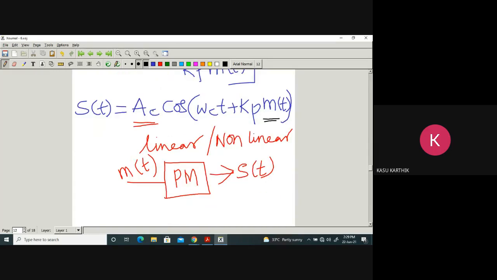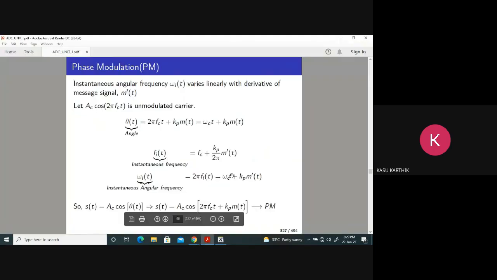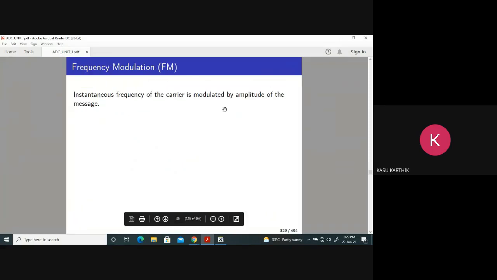Now this is the equation of PM, phase modulation. You just remember it like this. The instantaneous angular frequency is proportional to the derivative of m of t. Omega i is proportional to m dash of t. Omega i equals omega c plus kp m dash of t. Obviously, theta of t equals omega c t plus kp m of t. Very simple.